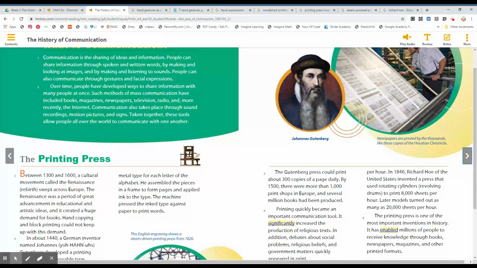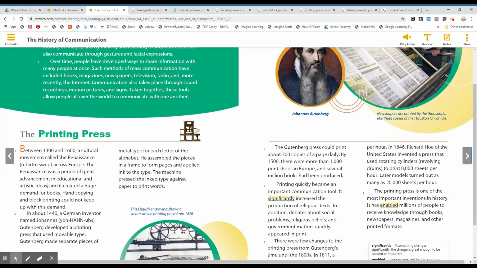And if you remember in our social studies lesson from last week, industry, boys and girls, was a business, a type of work where an item was made and sold. And between 1300 and 1600, there was an advancement in education and art, and there was a huge demand for books, boys and girls. The way books were first published, they were hand copied.